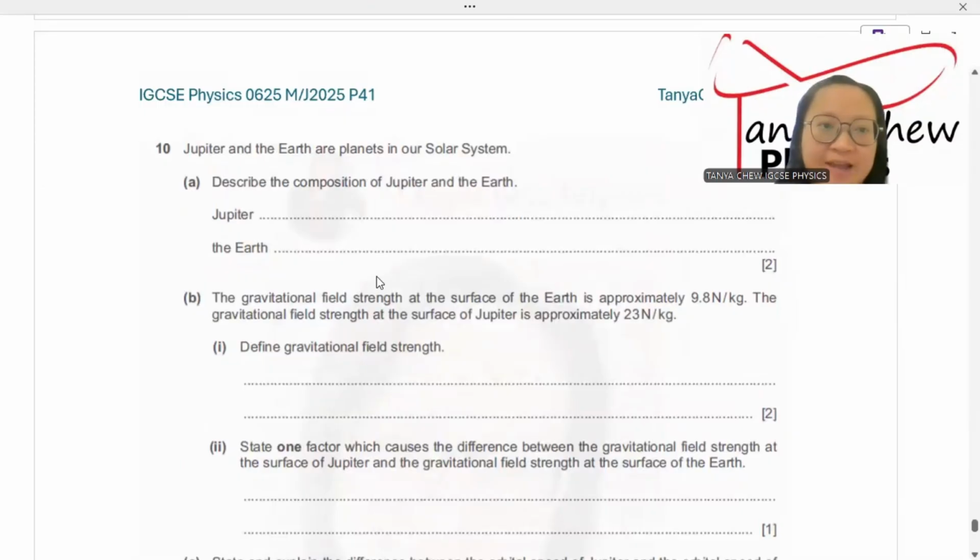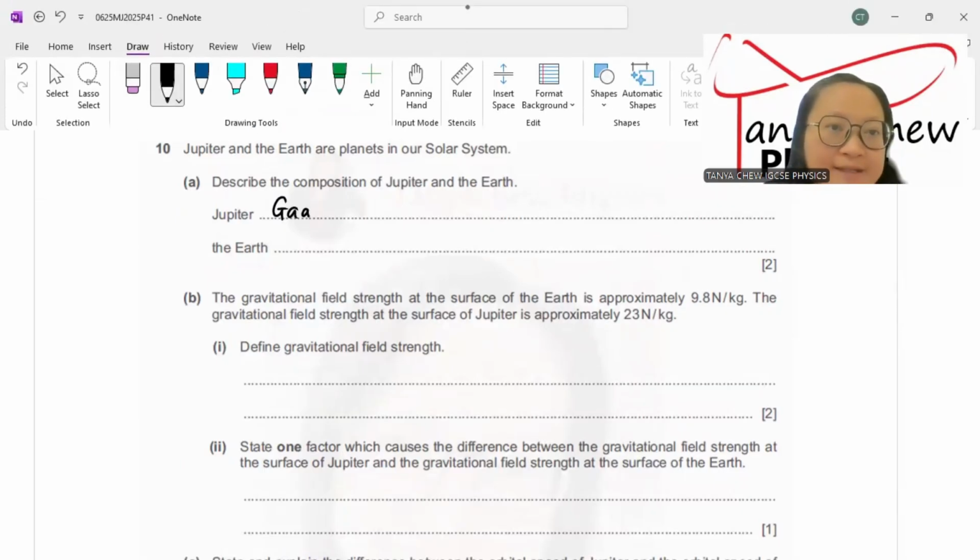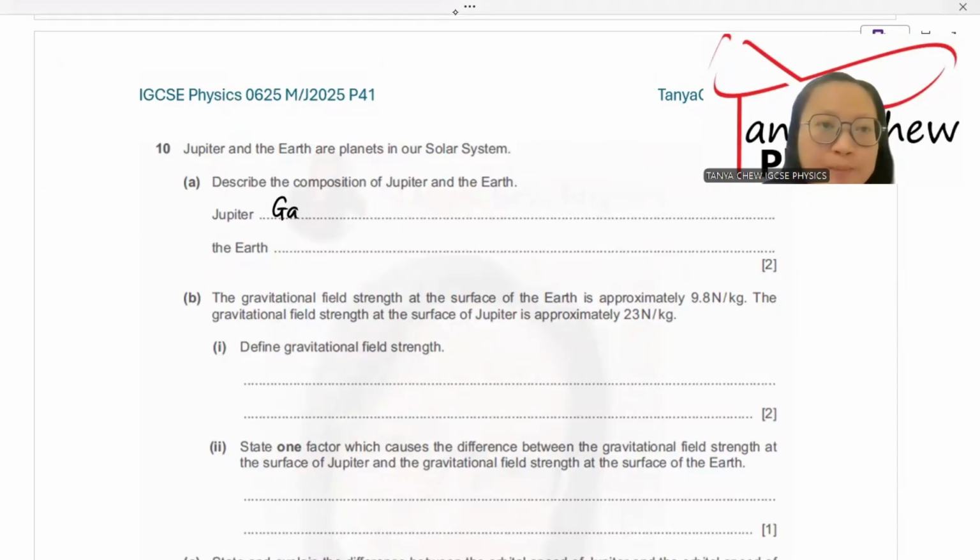Now, question number 10. Jupiter and the Earth are planets in our solar system. A, describe the composition of the Jupiter and the Earth. Jupiter is made of gas, because Jupiter is a giant planet. Whereas the Earth is a rocky planet.